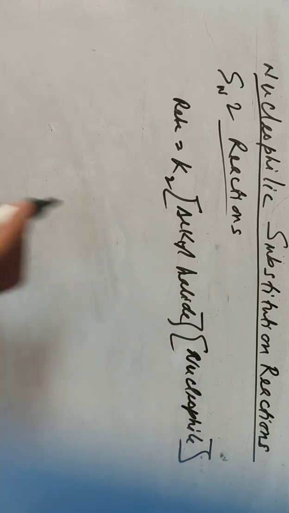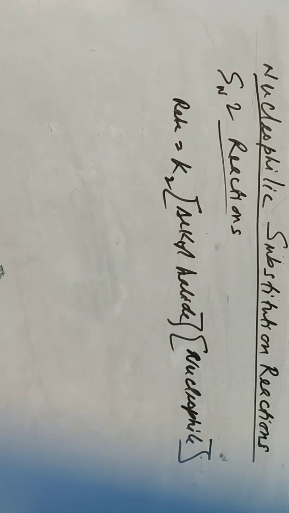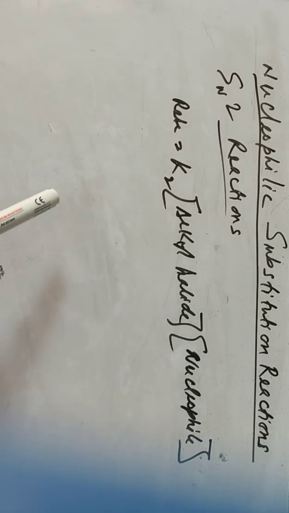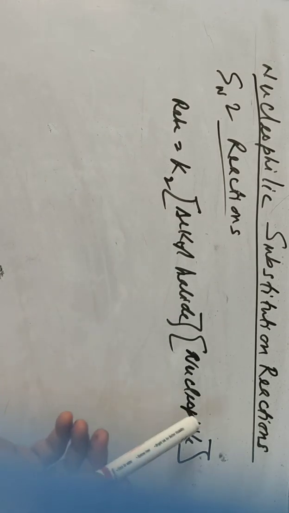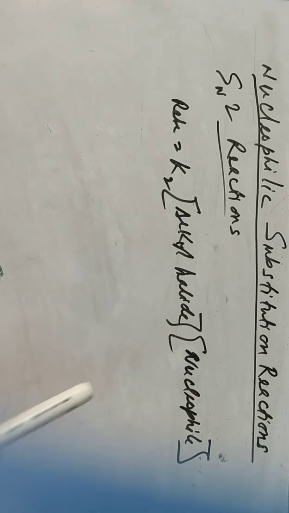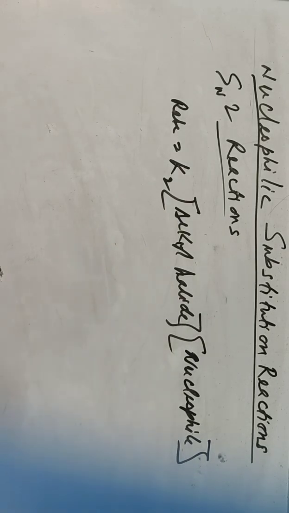I am repeating again, this is a bimolecular reaction. The reaction takes place from the back side. The rate of the reaction increases when the concentration of alkyl halide increases, and also the rate increases when the concentration of nucleophile increases. So the rate depends on both the alkyl halide as well as the nucleophile. So this is bimolecular.